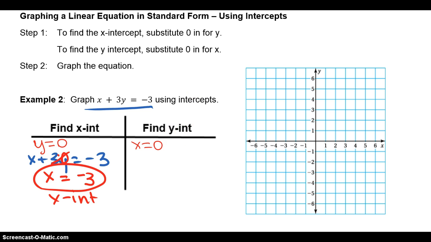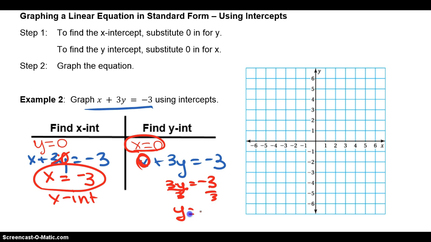Now let's do the y-intercept. So I copy down the equation, x plus 3y equals -3. And this time, where I see an x, what am I going to substitute in? A 0. So now finish solving the equation. 3y equals -3. You know this. How do you get y by itself? 3 and the y are connected by multiplication, so you divide. And y equals -1. This is your y-intercept.